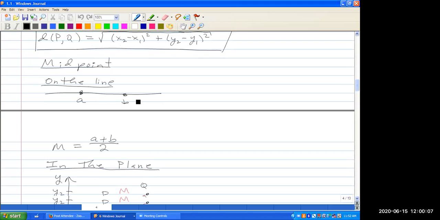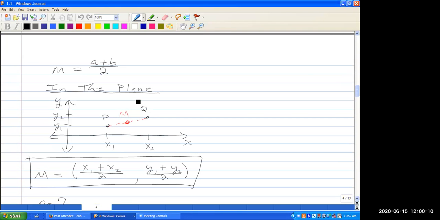Let's do the same thing in the plane. If you take 2 points, P having coordinates x1, y1, and Q having coordinates x2, y2, and you want to find the midpoint between these 2 points, then you take the average of their x coordinates and the average of their y coordinates. So the midpoint is found by adding x1 plus x2 divided by 2, which gives you the x coordinate. The y coordinate is given by y1 plus y2 divided by 2.